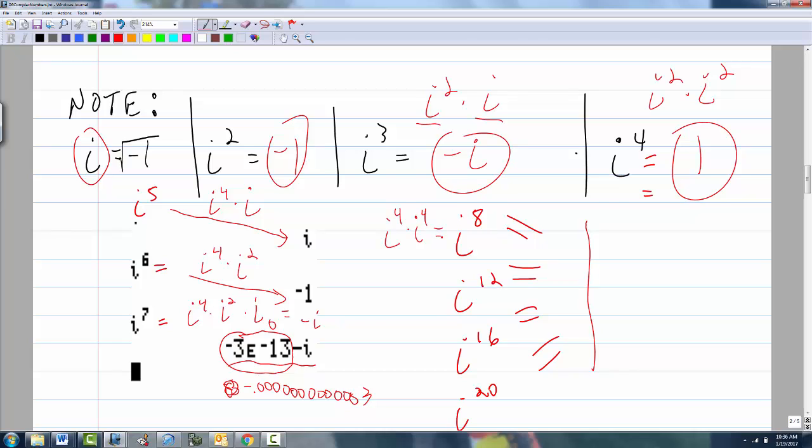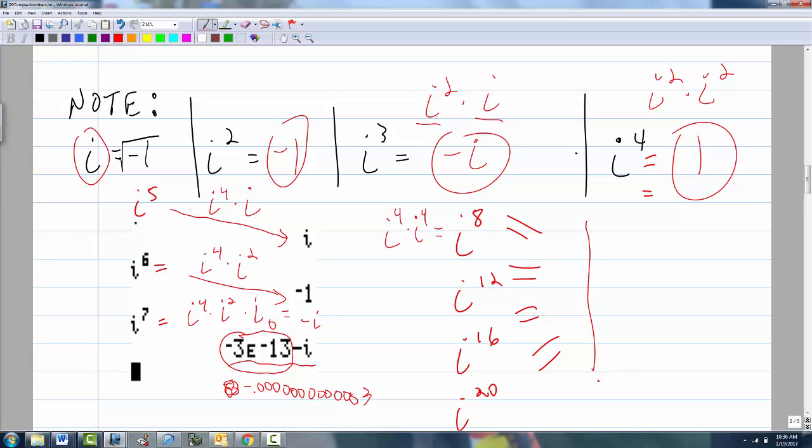What's 1 times 1? What's 1 times 1 times 1? What's 1 times 1 times 1 times 1? Do I have to keep doing this? Okay, what's 1 times 1 times 1 times 1 times 1? These are all 1, because they're all a bunch of i to the fourths multiplied together.